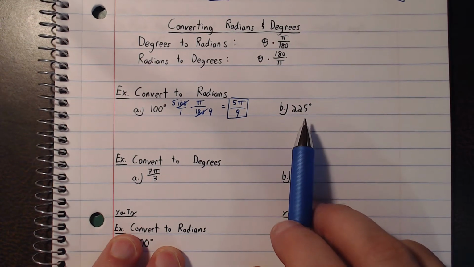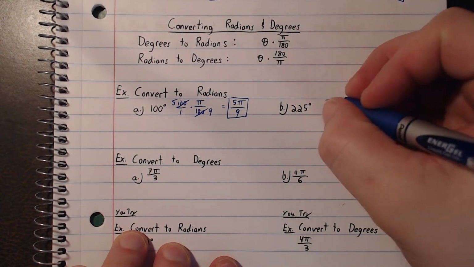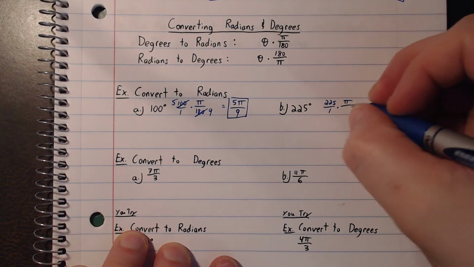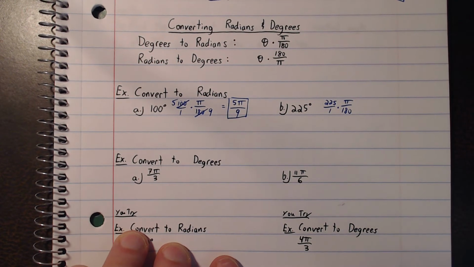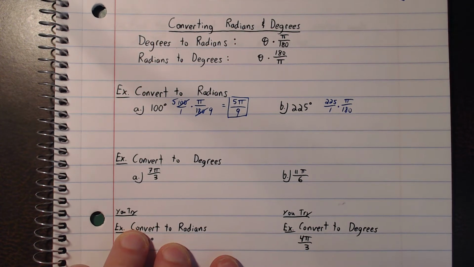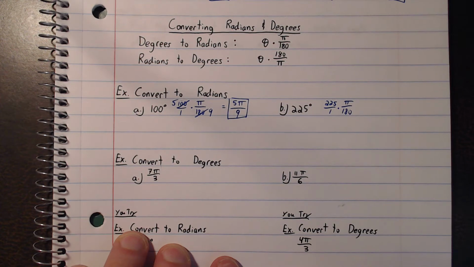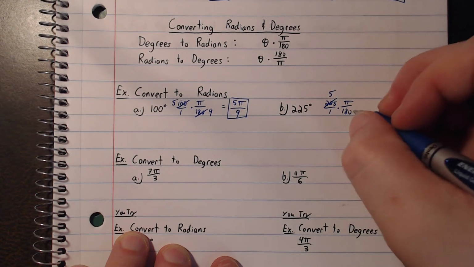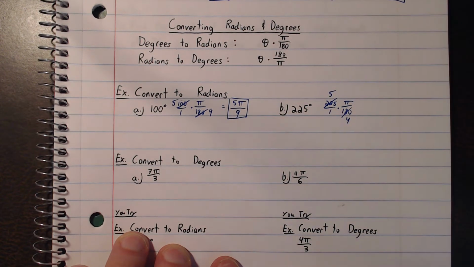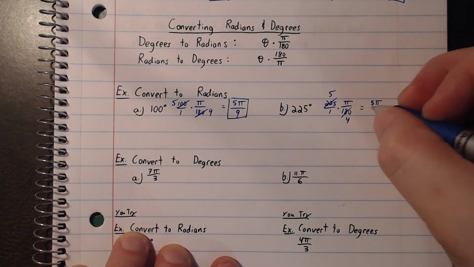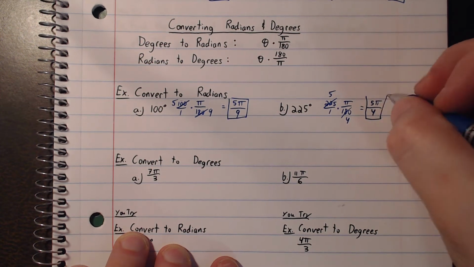If we have 225 degrees, 225 over 1 times pi over 180. I'm noticing that these are both divisible by 45. If I divide this by 45, we get 5. When we divide 180 by 45, we get 4. Multiplying straight across, 5 pi over 4.